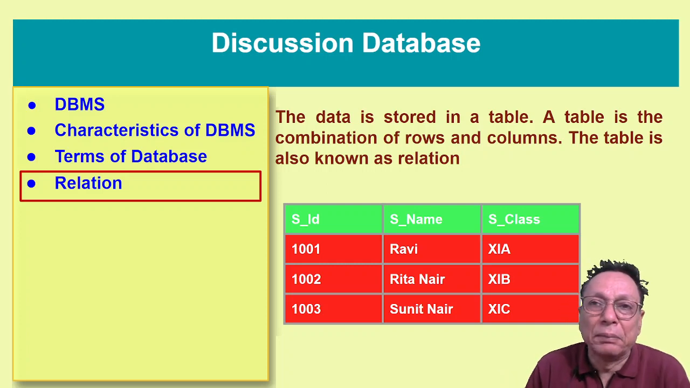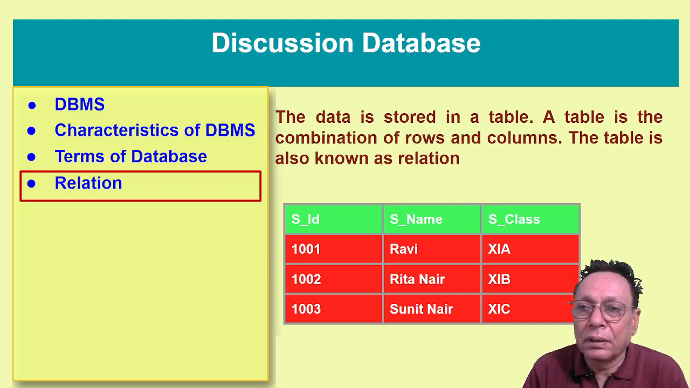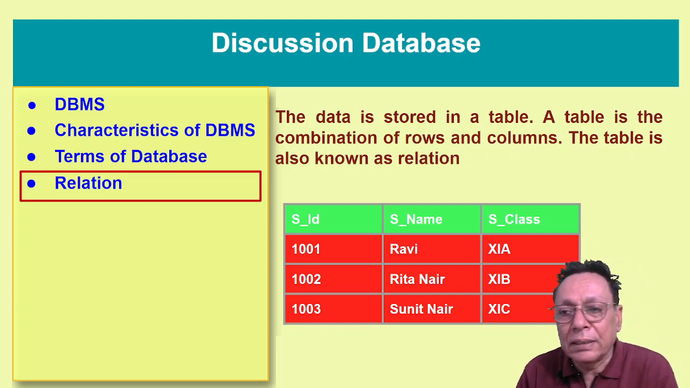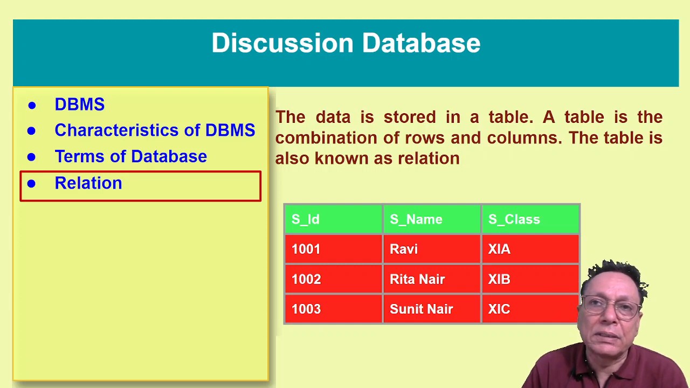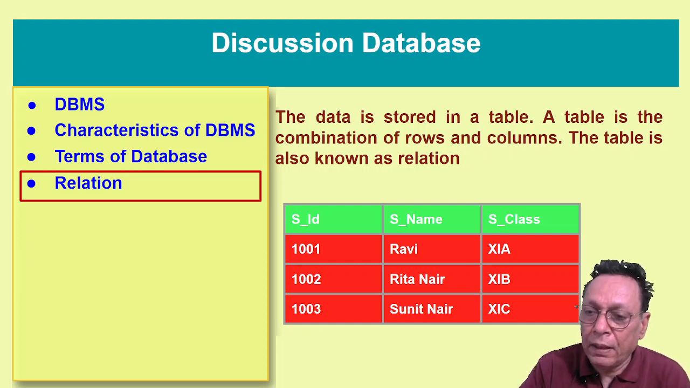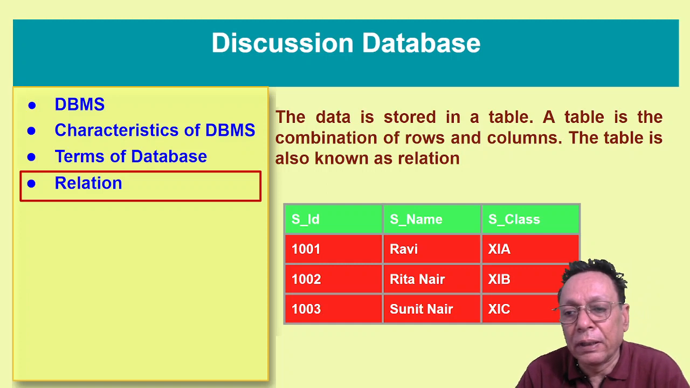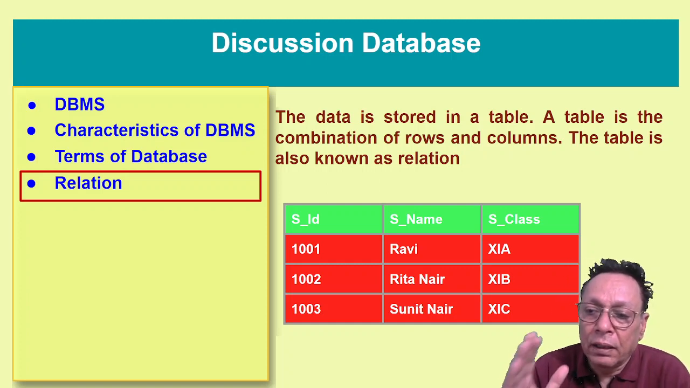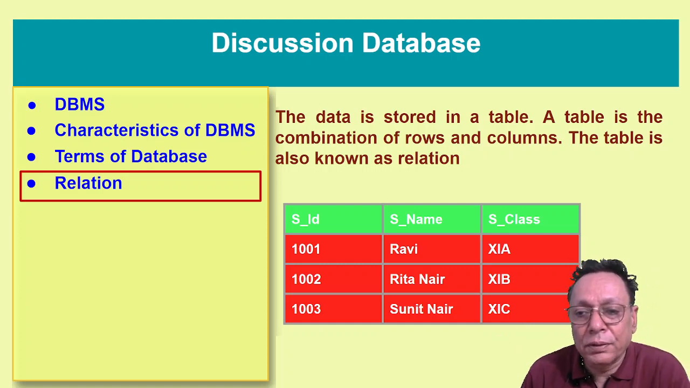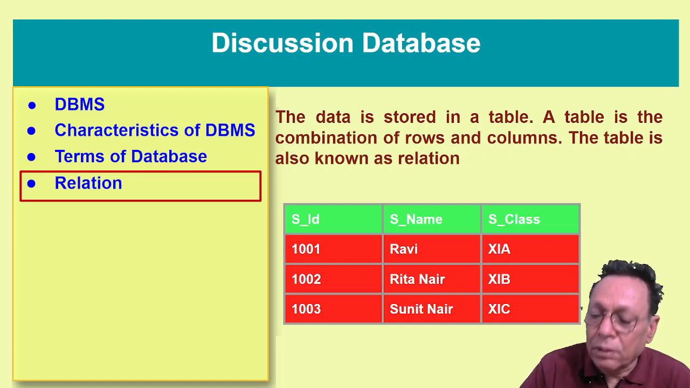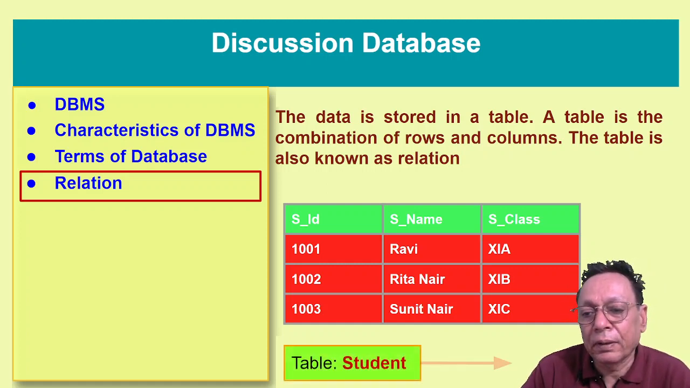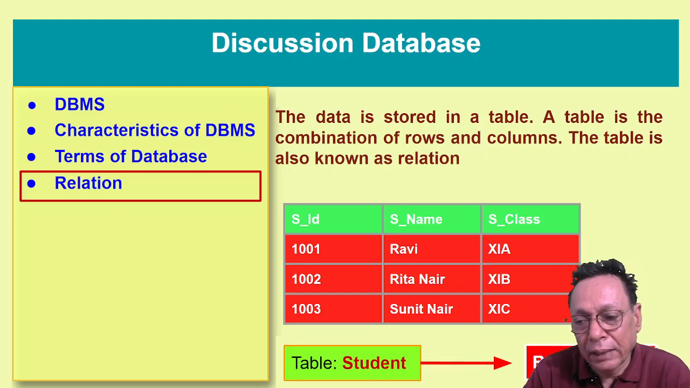When we imagine a table, it comes to our mind that there should be some paper having rows and columns. So this is the table, and the table is also known as a relation in RDBMS. Here you see it has three columns and four rows, and this is also known as the relation. So this is the table student, and this is called a relation as well.